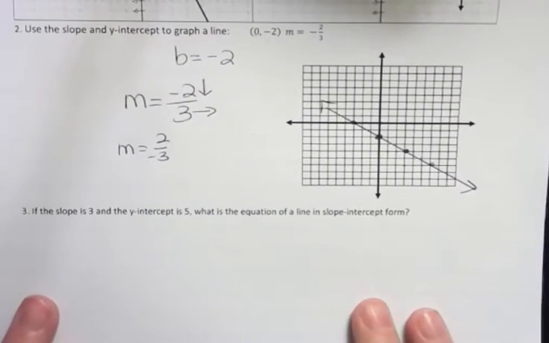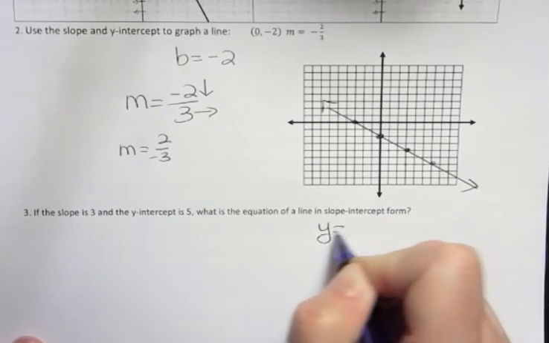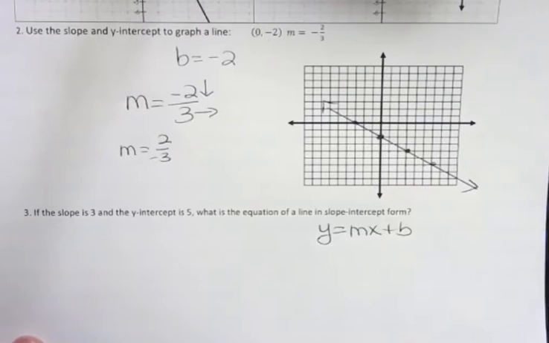And here's the last question on this one. If the slope is 3 and the y-intercept is 5, what is the equation of a line in slope-intercept form? Slope-intercept form is y equals mx plus b. Again, this is a review video, so you probably know that, but I'm just writing that in.